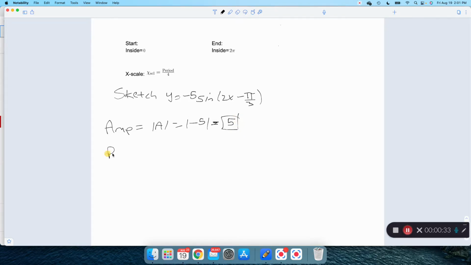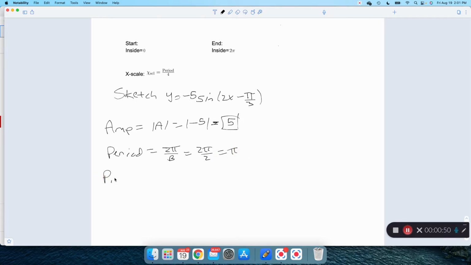Okay, next we find our period. Period is 2 pi over b, where b is the number in front of x. So 2 pi over 2, that's just going to be pi.